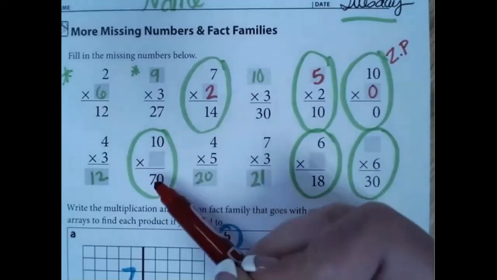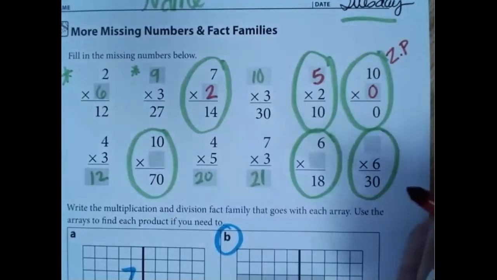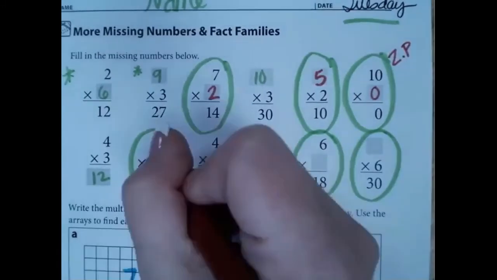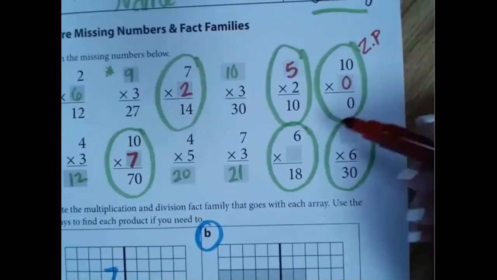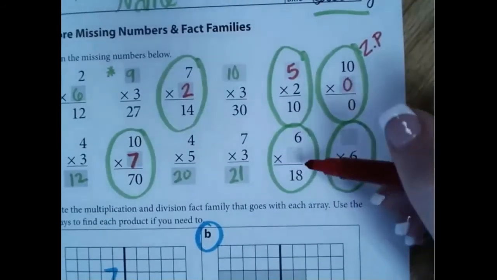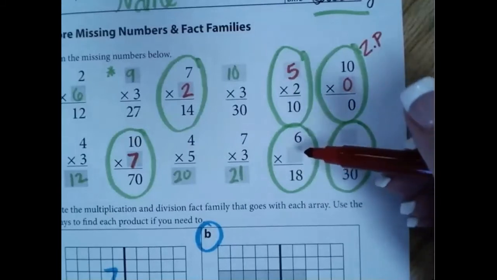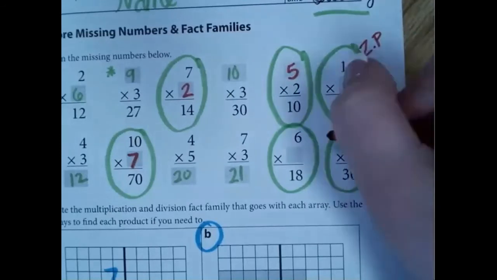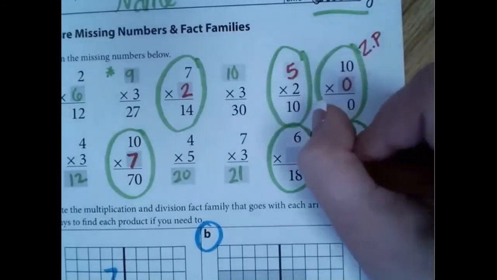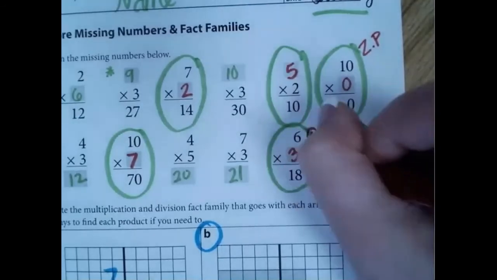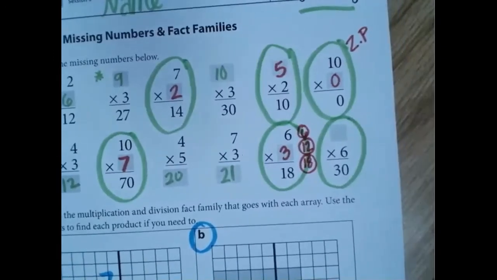10 groups of something is 70. What if I said some amount of tens is 70? Count by tens to get 70, and you have 7 tens. Here we have 6 groups of something is 18, or some number of 6s is equal to 18. So if I flip it, I can say 6, 12, 18, and that gives me 3 groups of 6. So 3 times 6 is 18, and 6 times 3 is 18.